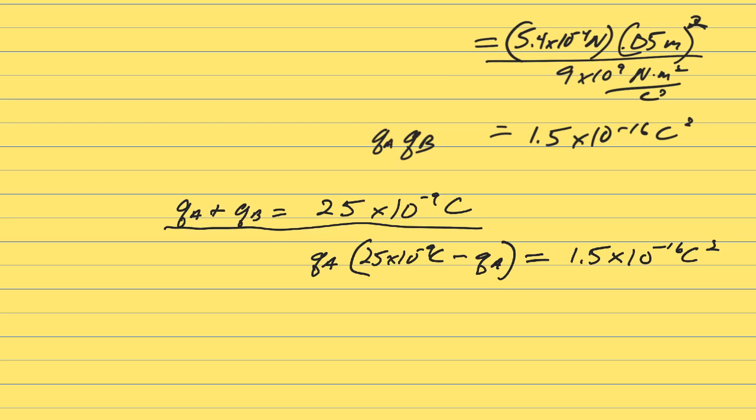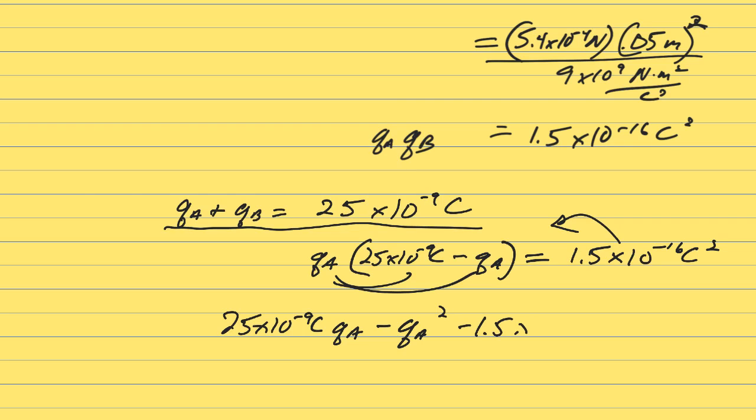This is going to turn into a quadratic equation. It's going to be 25 times 10 to the negative 9 coulombs QA, negative QA squared. And then I'm going to bring that over to the other side and make it negative 1.5 times 10 to the negative 16.